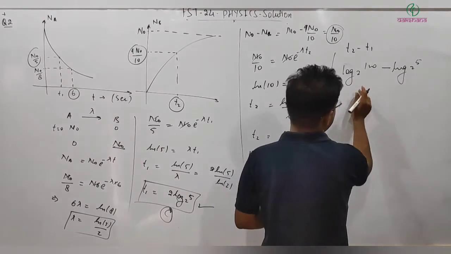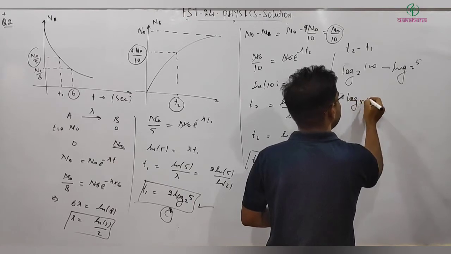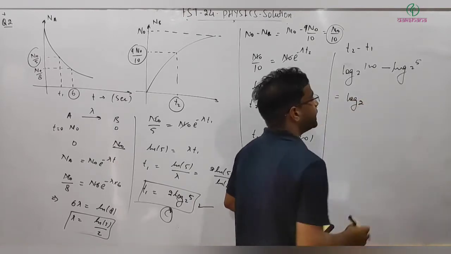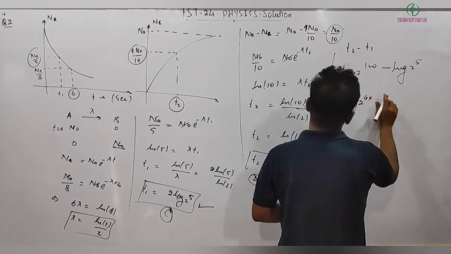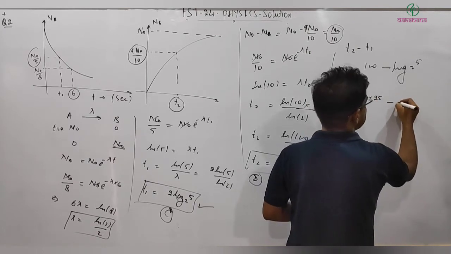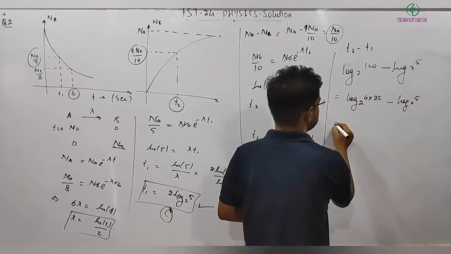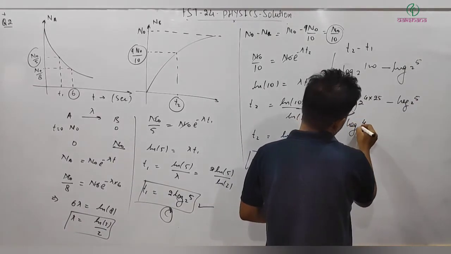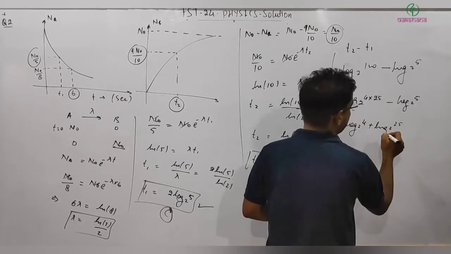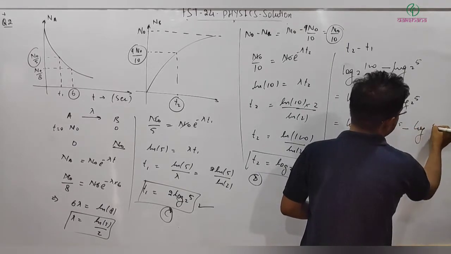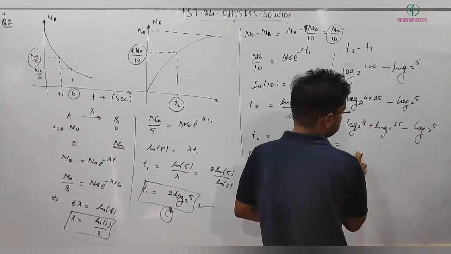And this can be written as log 5 base 2. This 100 can be written as 4 multiplied by 25, minus log 5 base 2. And this will be equal to log 4 base 2 plus log 25 base 2 minus log 5 base 2. Clear?